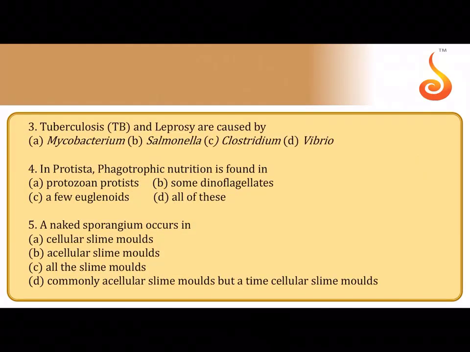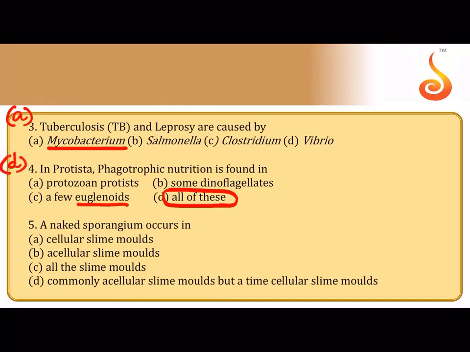Tuberculosis and leprosy are caused by Mycobacterium tuberculosis and Mycobacterium leprae. So it is option A. Okay. Then in Protista, phagotrophic nutrition is found in all of these organisms that belong to phylum Protista. They depend on food sources from the outside environment, even though Euglena is capable of photosynthesis. When sunlight is not available, Euglena exhibits heterotrophic nutrition. So all of these, that is option D.